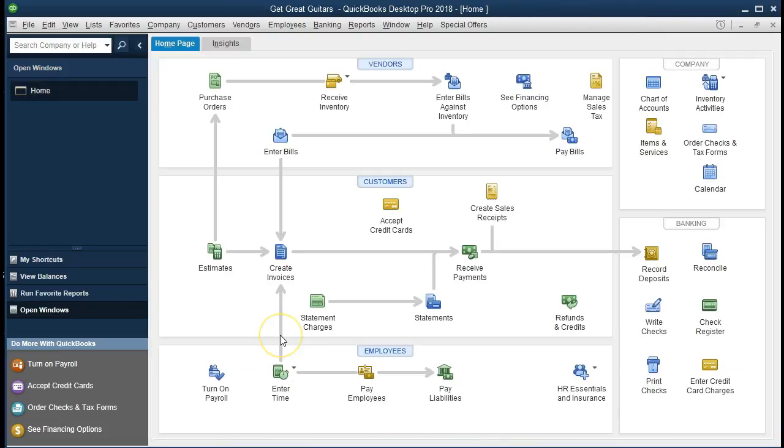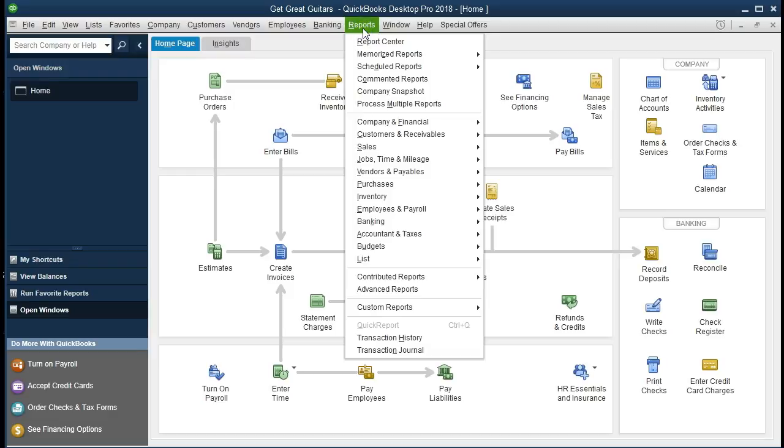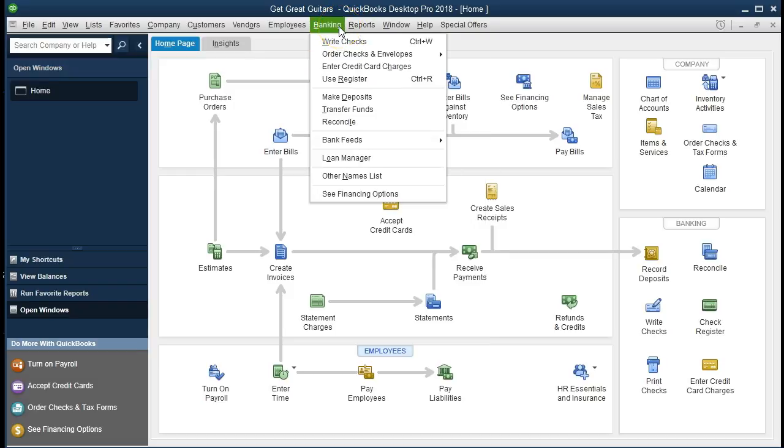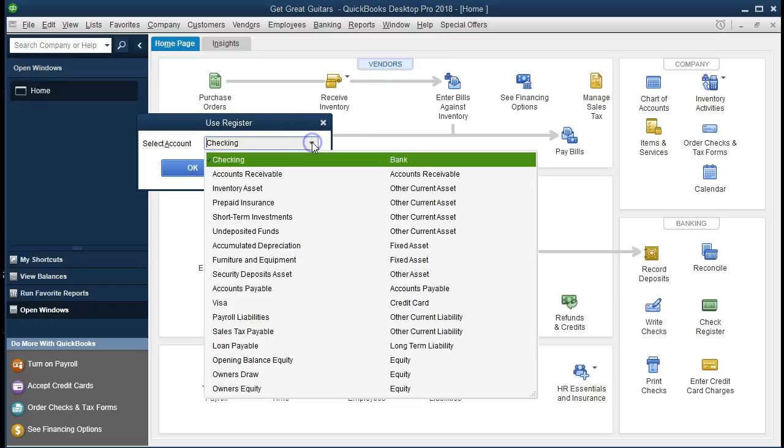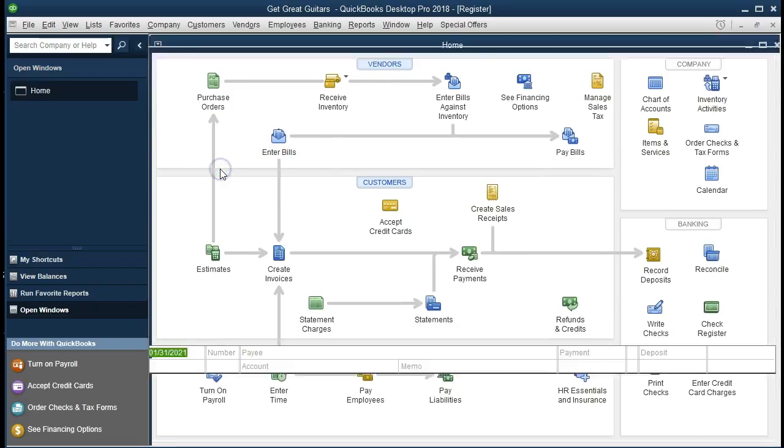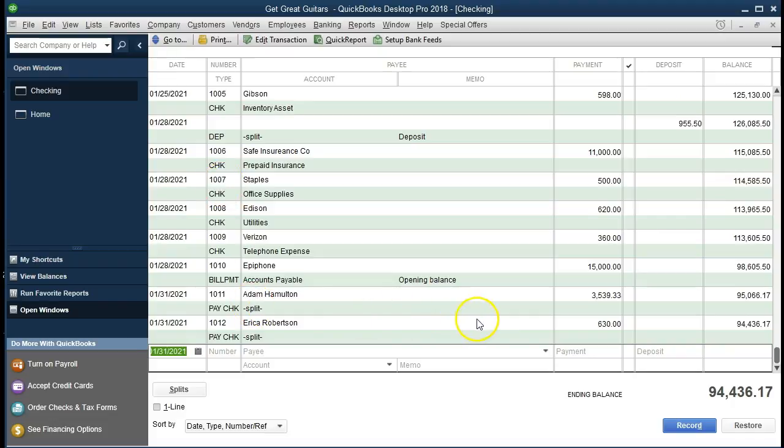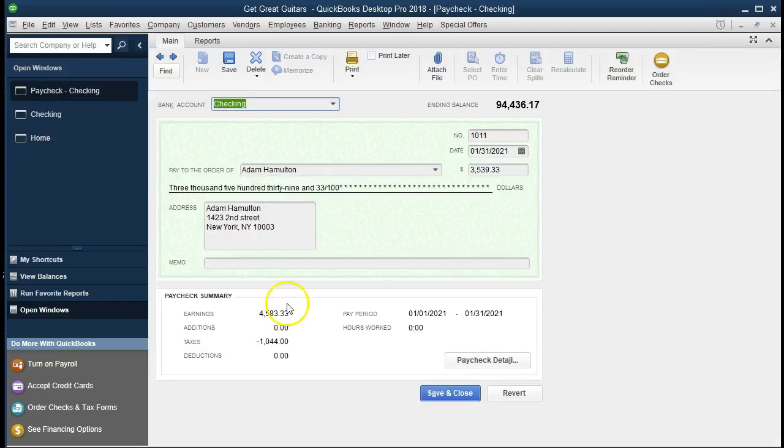There are a couple areas where we can check and see what has happened in terms of the payroll. First, we can go to the register. That's probably the most common area to see if those checks were actually processed. Do they show up on the payroll register? To do that, we're going to go to Banking, Use Register. I'm going to keep it on the checking account and say OK. And then we see that these two checks are here for Adam and Erica. If we double click on the paycheck, then we will see the items within the paycheck and we can see the detail.